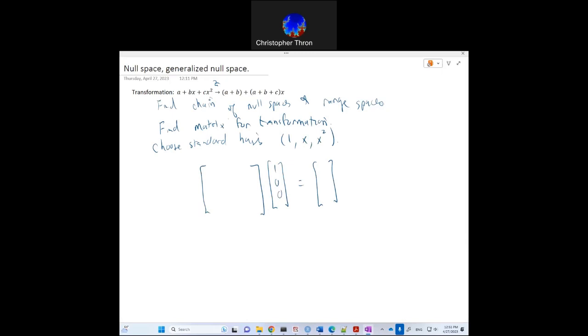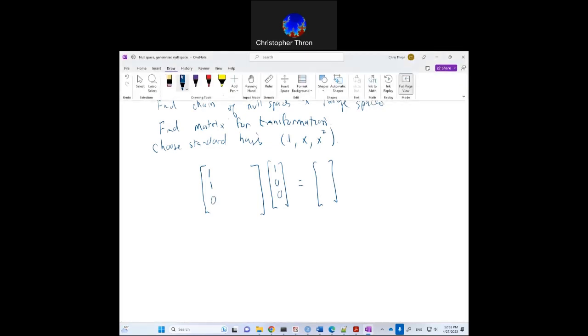If I put in 1, 0, 0, that means I have A equals 1, B equals 0, C equals 0. I get out a 1 here, and a 1 here, and then a 0. That means 1 times the first basis vector plus 1 times the second basis vector, plus 0. Now, what happens if I put in 0, 1, 0?